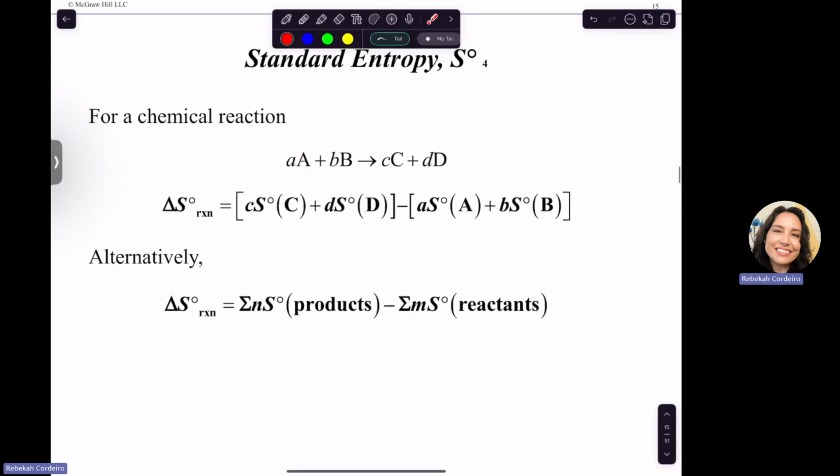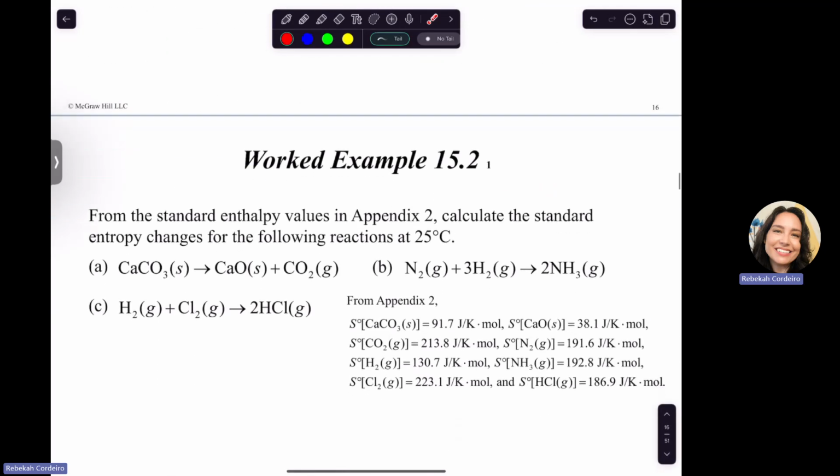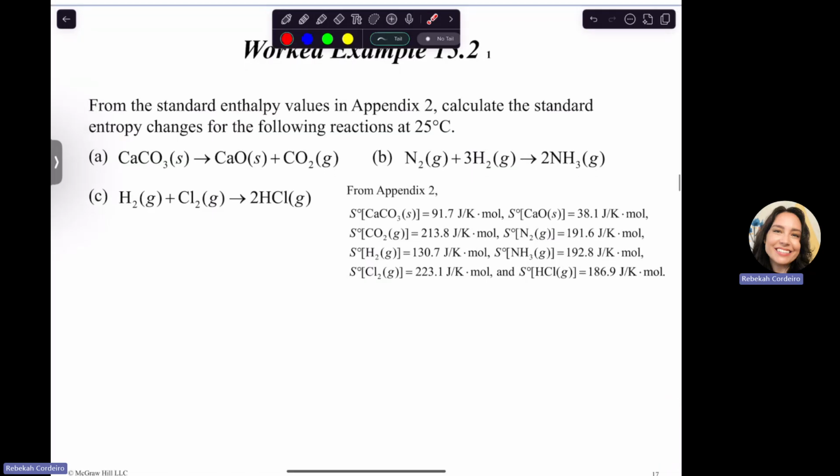For chemical reactions, we could do the same thing we did with the enthalpy of formation, our products minus our reactants. So we're forming our products, so we're going to be adding in the entropies of those. We're unforming our reactants, so we're going to be subtracting the entropies of our reactants. Make sure that you're multiplying by the coefficients and you're doing the sum of the reactants and products. Why don't you try this out? So I've given you the appendix 2 values for your entropies. So you have 3 different standard entropy changes. Why don't you calculate all 3 of those?